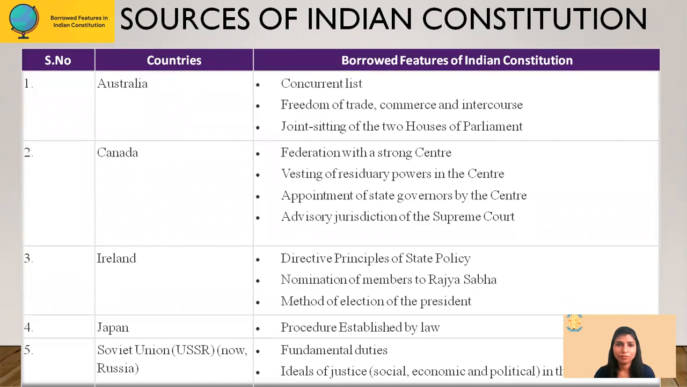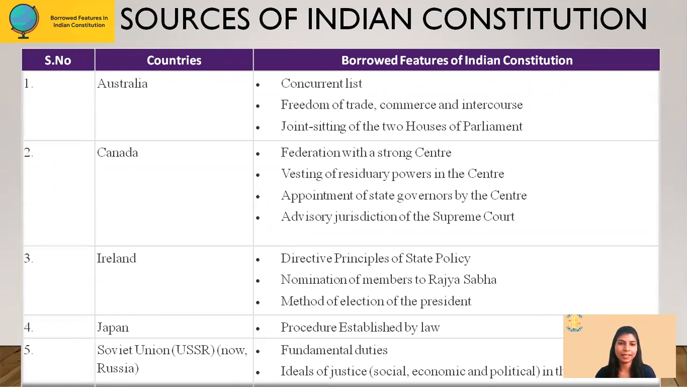From Australia, we borrowed the concurrent list, freedom of trade and commerce, and the joint sitting of the two houses of Parliament. From Canada, we borrowed federation with a strong center, vesting of residuary powers with the center, appointment of state governors by the central government, and advisory jurisdiction of the Supreme Court. That's why our Supreme Court can give advice to the government.